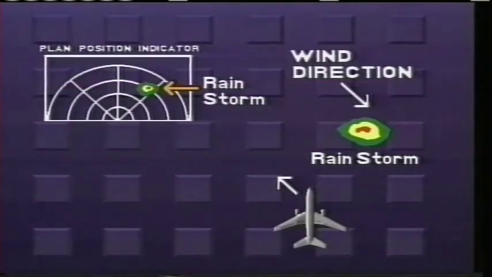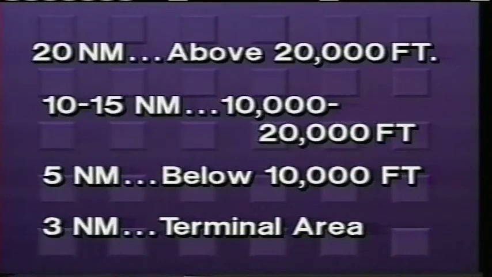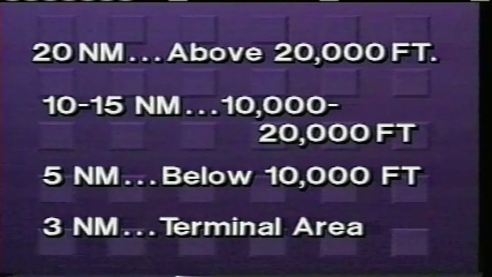En route deviations should always be made upwind of a storm. Deviating downwind increases the chance of encountering hail and turbulence. You can expect turbulence 1 nautical mile downwind for each knot of wind speed at your altitude. As a general rule, you should avoid thunderstorms by the margins shown: 20 nautical miles above 20,000 feet, 10 to 15 nautical miles between 10 and 20,000 feet, 5 nautical miles below 10,000 feet, and 3 nautical miles in the terminal area.